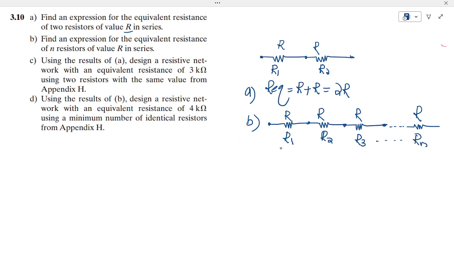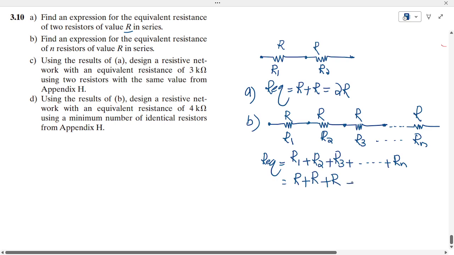As these are again connected in series, the R equivalent of it will be R1 plus R2 plus R3 up to Rn. Okay, so therefore all of them are R plus R up to this nth R. So therefore n times these are added, so it will be n times R. So this is R equivalent for part B. This is for part A, this is for part B.